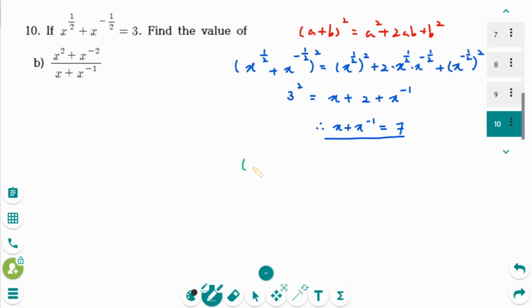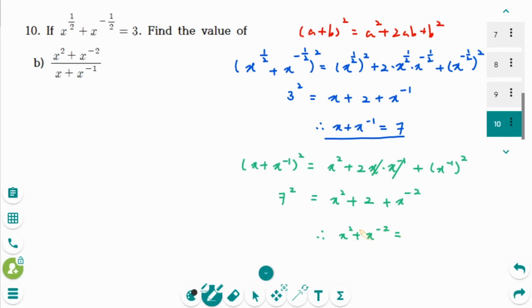Then square again. (x + x^(-1))^2 equals x^2 plus 2 x times x^(-1) plus (x^(-1))^2 equals, this one is a 7, so 7 squared equals x^2 plus 2 cancelled plus x^(-2). So x^2 plus x^(-2) equals 49 minus 2, which is 47. Then back to the original. The numerator is 47. Then denominator is 7.